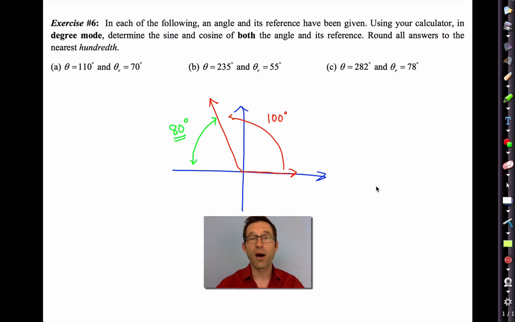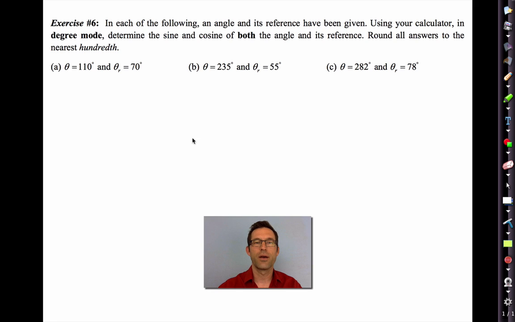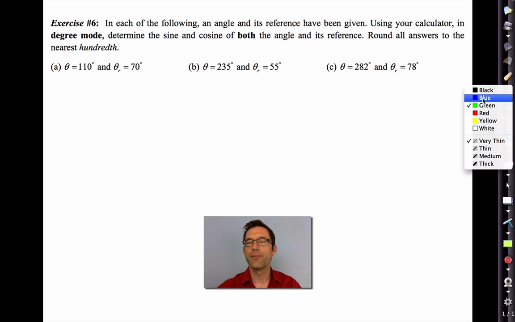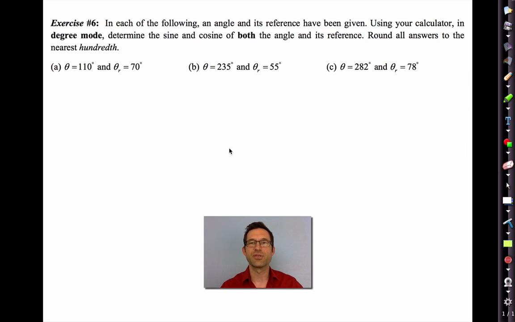Reference angles are always positive, and they're always between 0 and 90, or in radians, they're between 0 and pi over 2, okay? And there's something curious about their sine and cosine and the cosine and sine of the original angle. All right, so let's explore that a little bit. Now for this, we're going to want our graphing calculators out. And it says, using your calculator in degree mode, determine the sine and cosine of both the angle and its reference. Round all answers to the nearest hundredth.